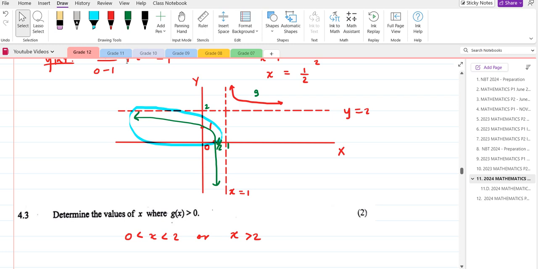You can also write your answer there. X is greater than 0 but x is not equal to 2. No, not x. G of x is positive less than half. We're looking for x values, guys. G of x is positive when x is less than half, or when x is greater than 1. You can see all that value is always positive. So if you take any value x less than half, or x greater than 1, you'll always get an answer which is positive.